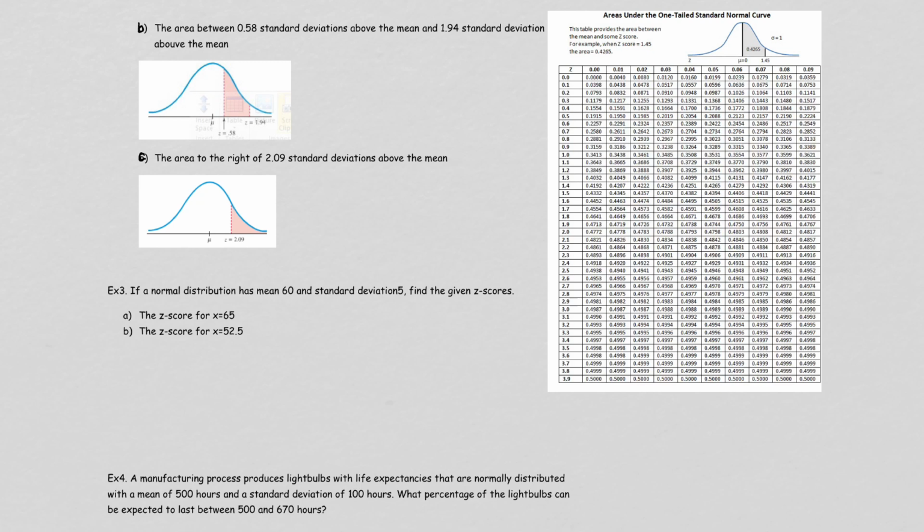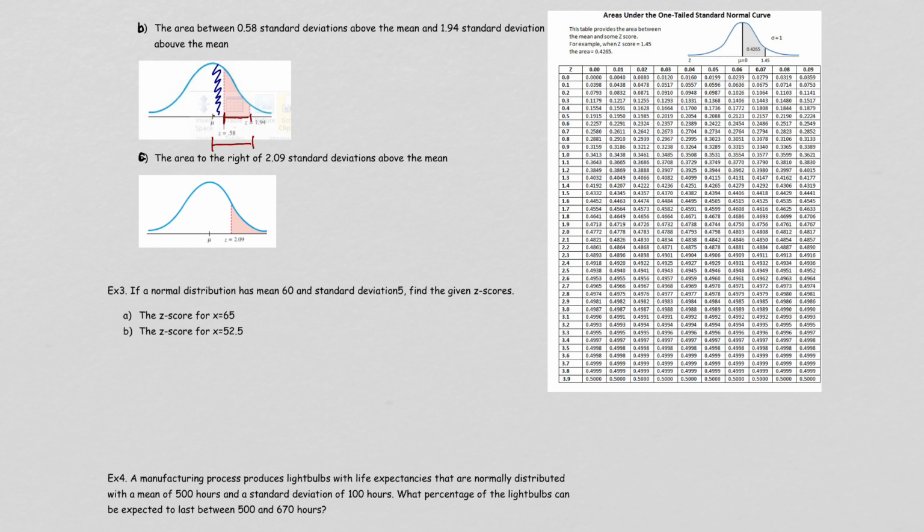Let's look at another one. It's the area between 0.58 and 1.94. If I'm looking for the area under the table for 1.94, it's going to give the area from here to here, right? But then we're not starting from the mean, we're starting from 0.58. So what I need to do is subtract this area this time. Then I will get the area of the red. So I'm subtracting this time, right?